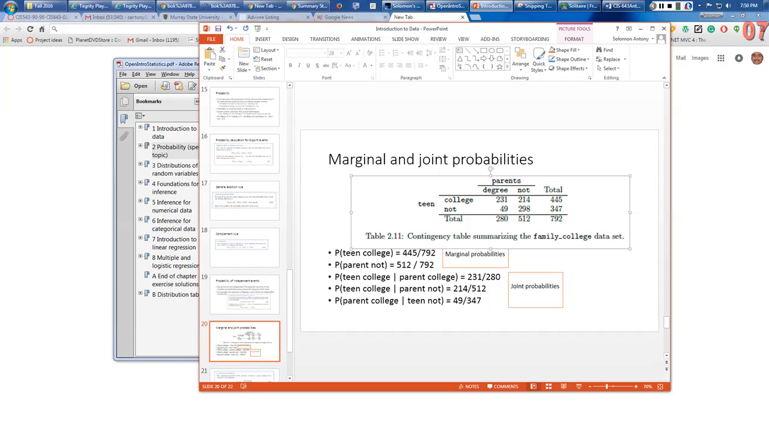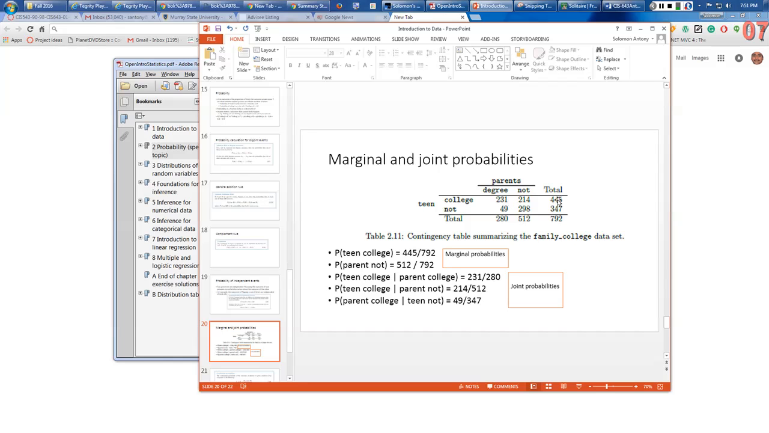So this is a 2 by 2 contingency table, and the column totals here, for example under parents' degree, 231 plus 49, mean that 280 parents got a college degree out of a total of 792, and 512 parents did not get a college degree out of 792. The row totals, on the other hand, talk about the teen getting a college degree or not.